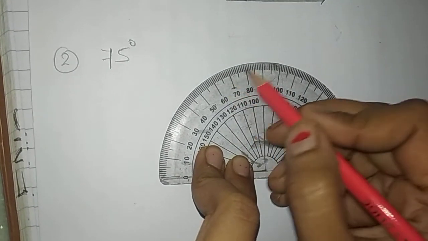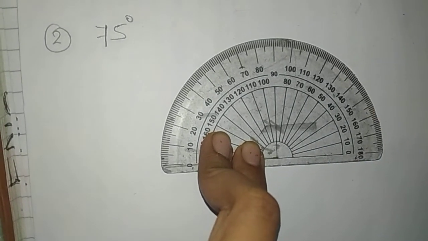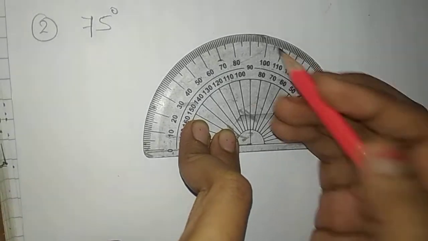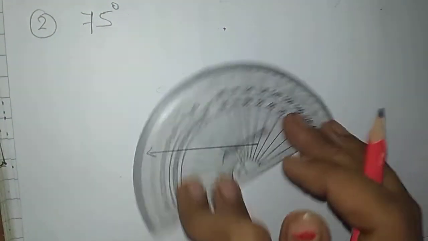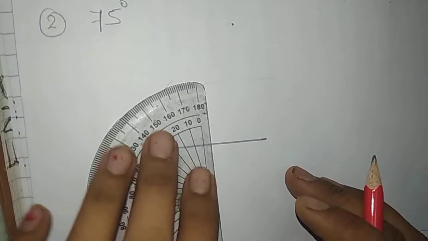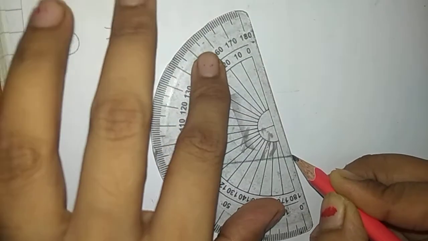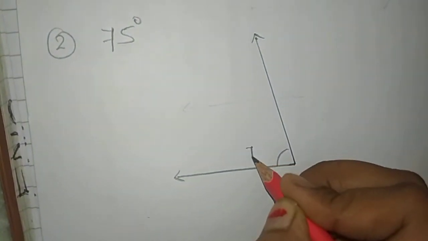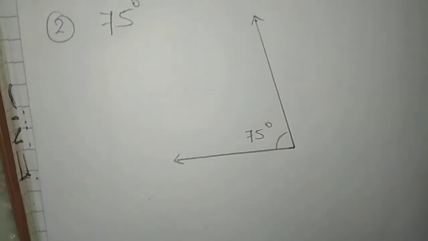You know about it because it is given on the scale, and you have solved such types of questions in class 3. Okay, 75. So just take a point and match this one. Join these two points, and the angle comes. This is the measurement of 75 degrees.